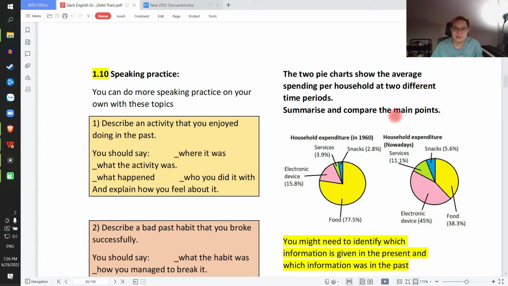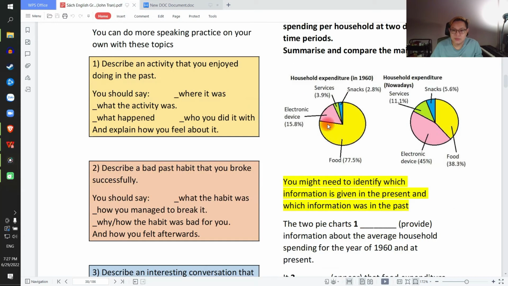Hai cái biểu đồ bánh sau đây chỉ ra được những sự chi tiêu trung bình trên một hộ gia đình ở hai thời điểm khác nhau. Các bạn phải tóm tắt và so sánh những ý chính. So if you look at this, it is household expenditure in 1960 and this is nowadays, present time. Ở hiện tại là bên phải, còn 1960 là bên trái.